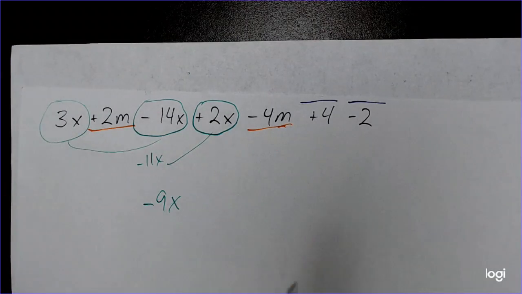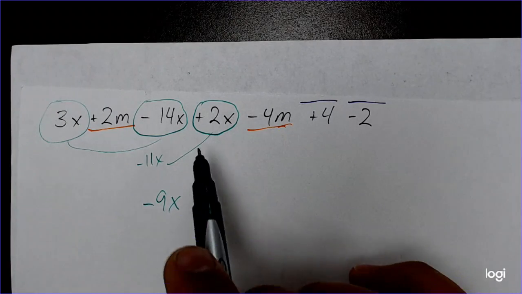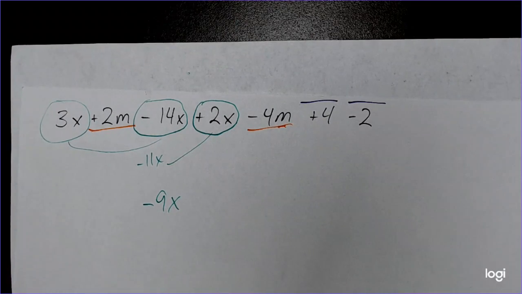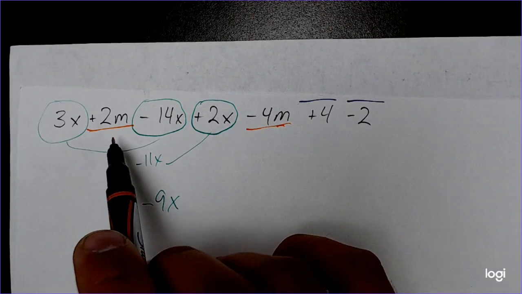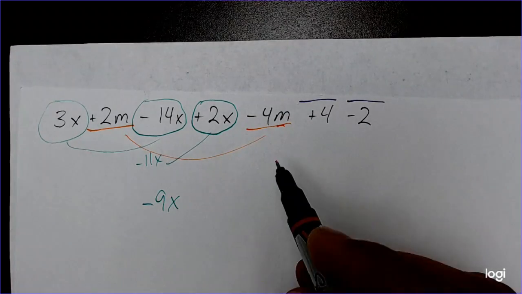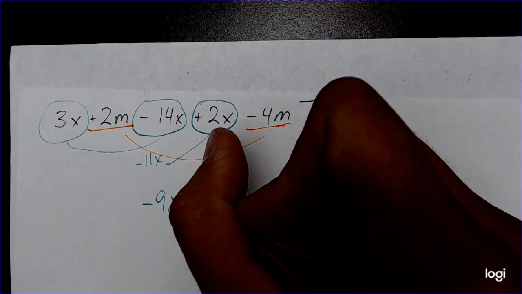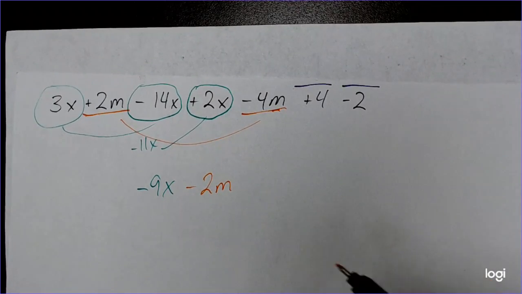You can always put a word in there so you can understand. But the letter x does not change. The only thing that changes is the coefficient. Let's do the same thing with the m's. So I have positive 2 music notes, and then 4 get taken away. So 2 music notes minus 4 music notes leaves me with negative 2 music notes. Okay? And that's how that works.